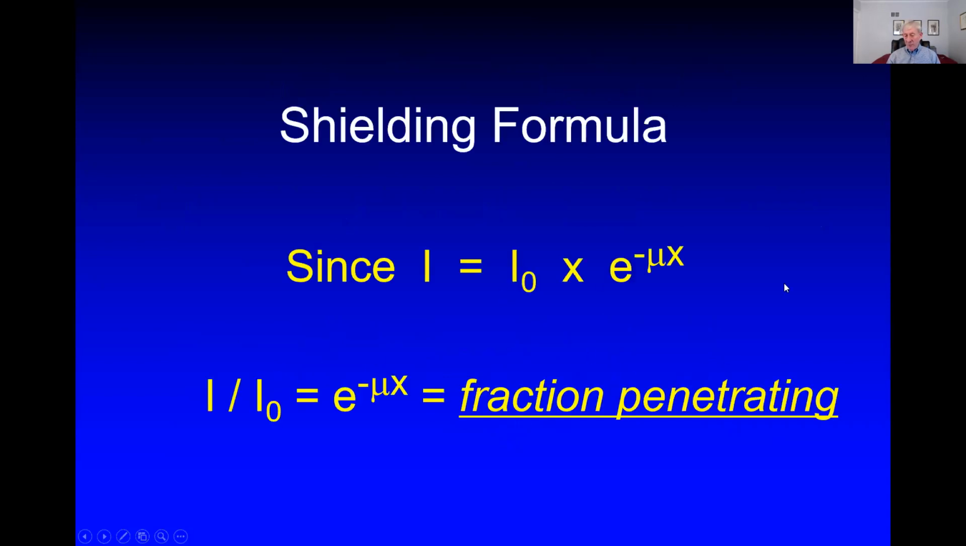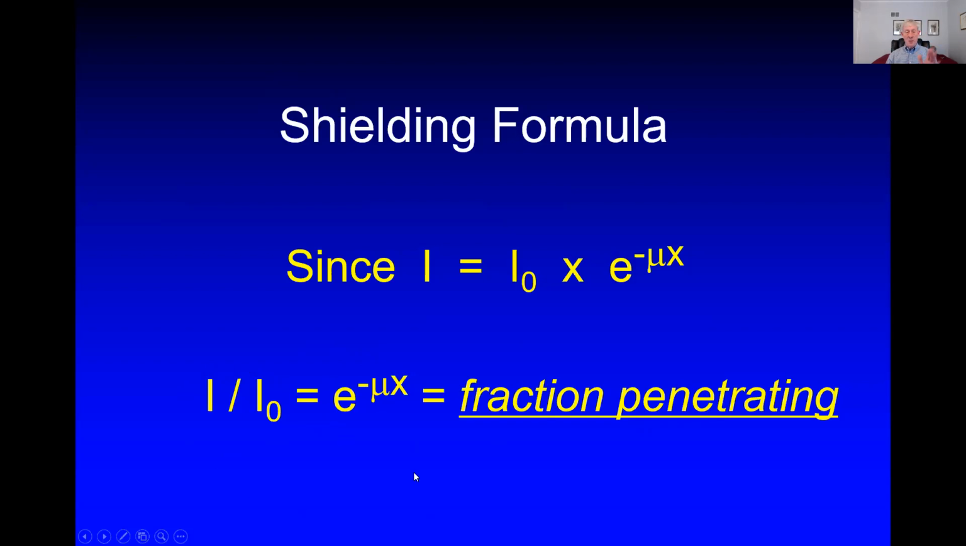Now, if we solve here for e to the minus mu x, just like we did for e to the minus lambda t, this is going to be I over I0. What is I over I0? It's the fraction remaining, but since it's a beam, we prefer to call it the fraction of the beam that can penetrate the absorbers. So the fraction penetrating will be e to the minus mu x.